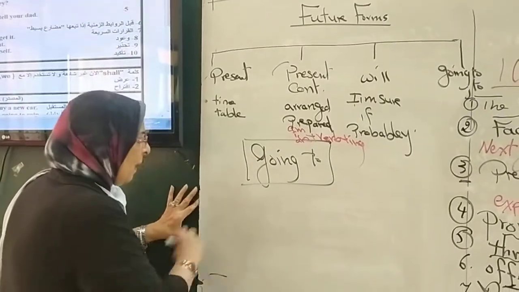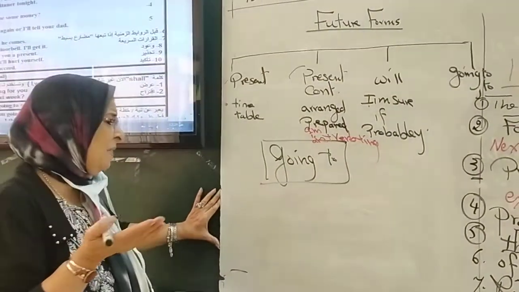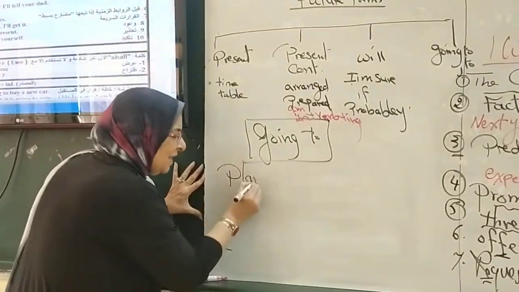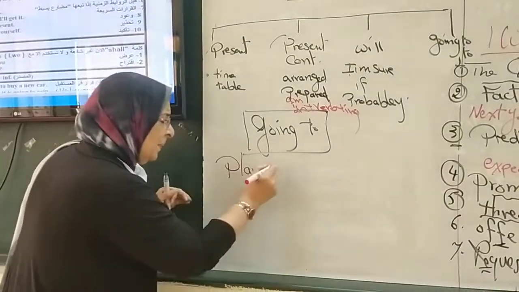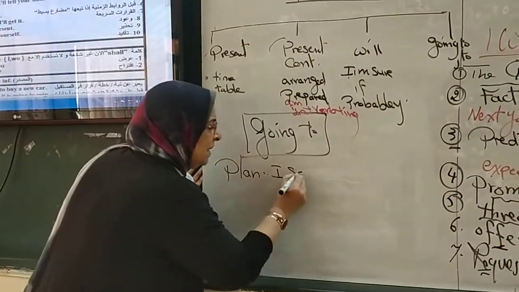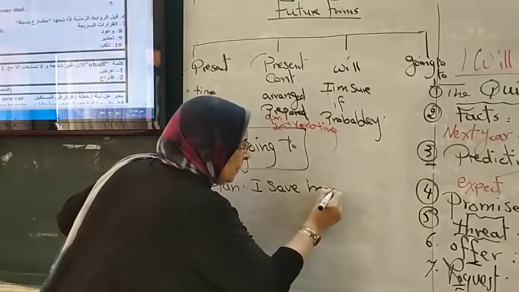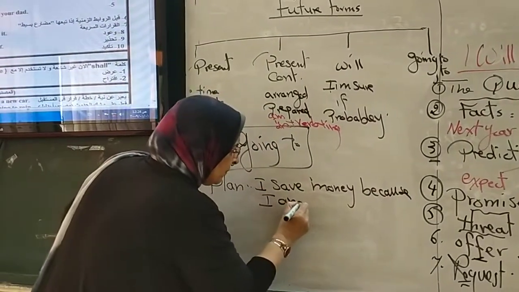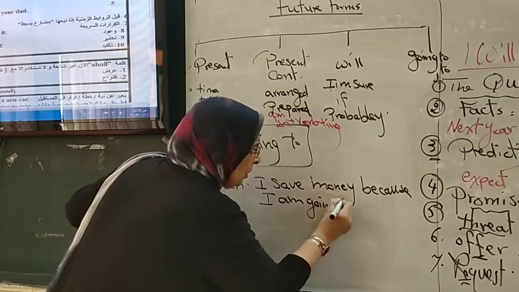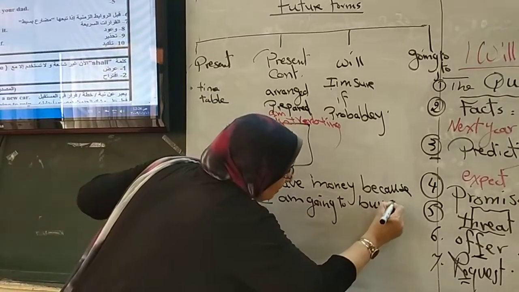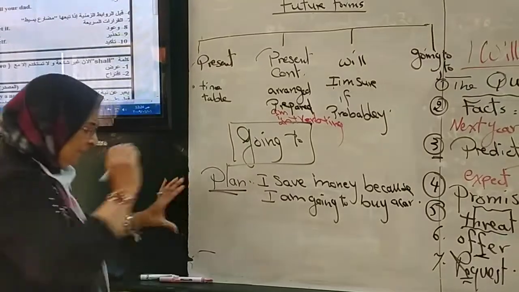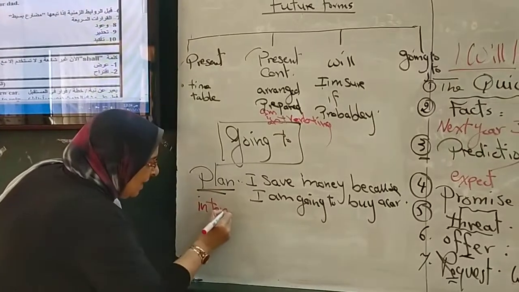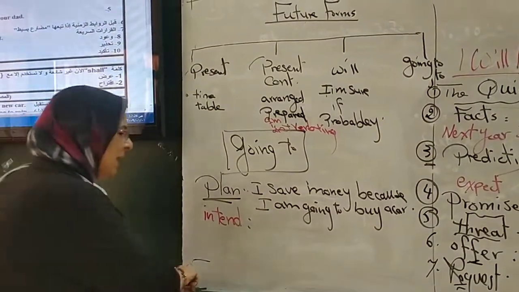Why do you save money, Miss? I save money because I am going to buy a car. This is what? This is a plan. I save money because I am going to buy a car. You may buy it and you may not buy it. Okay, plan. And we can also use it with intent. Intent. I intend.